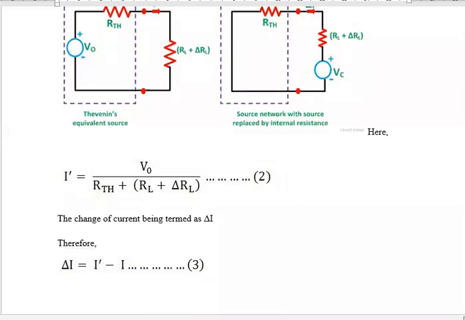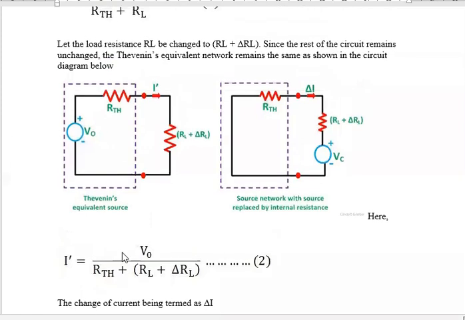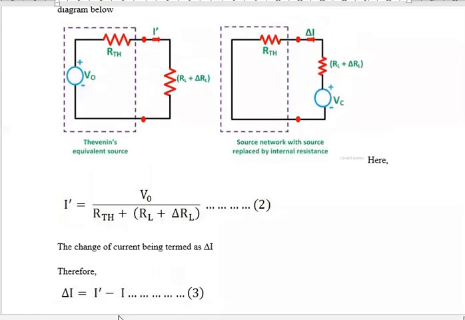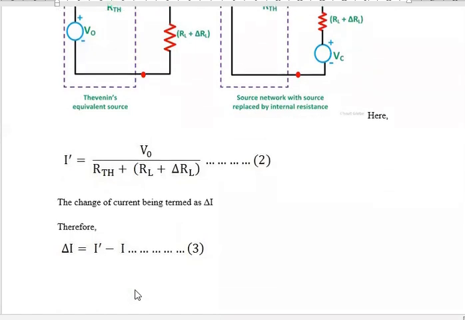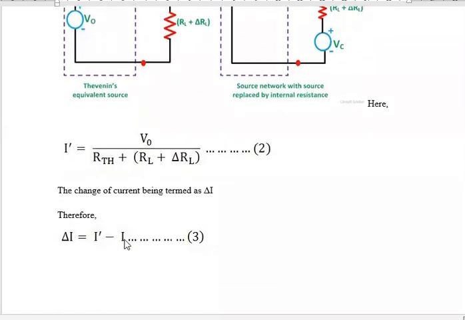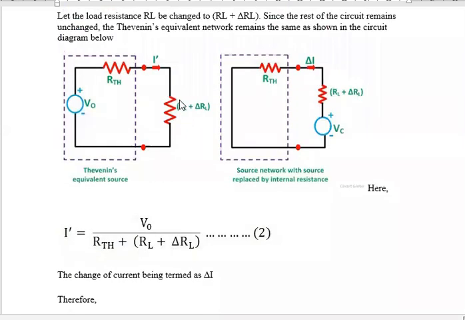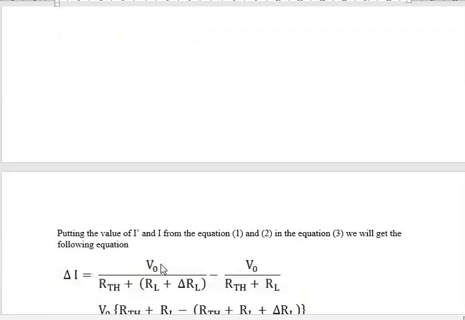Here, you can take either I dash minus I or you can take I minus I dash. No problem. If you take I minus I dash, you will get a positive sign. If you take I dash minus I, you will get a negative sign, because I dash is less than I, because the addition of resistance reduces the current. So taking I dash minus I.